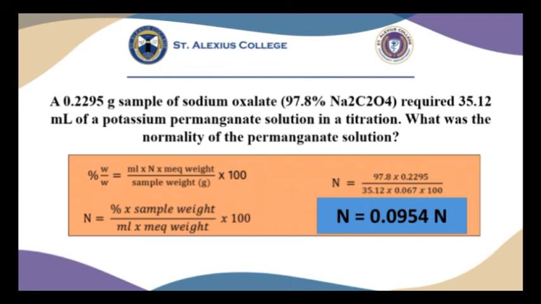N is equal to 97.8 times 0.2295 grams over 35.12 ml of potassium permanganate times 0.067 times 100. And the answer is 0.0954. So the normality of the permanganate solution is equal to 0.0954 N.